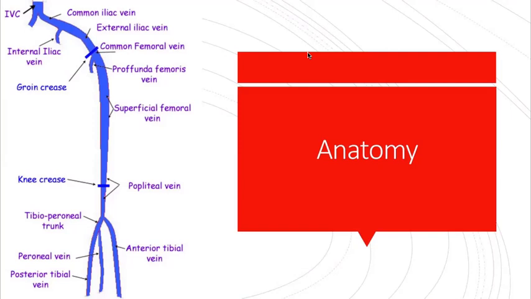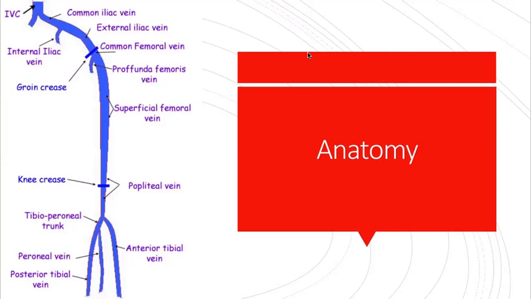Some people you can even scan with a 12 and you can still see them. They are not superficial enough, guys, for you to be able to just look at the leg and see them, though. So they're superficial enough for us to get to them with this transducer, but they're not superficial enough for us to just look at the leg and see them.